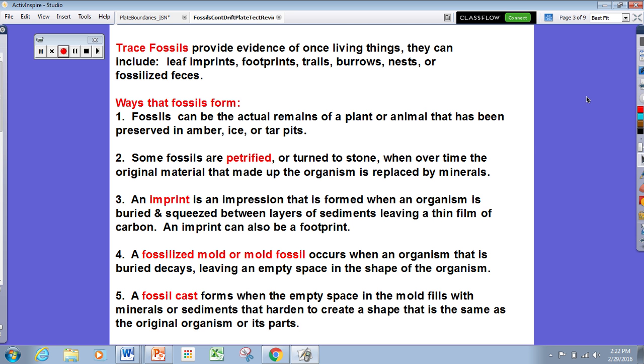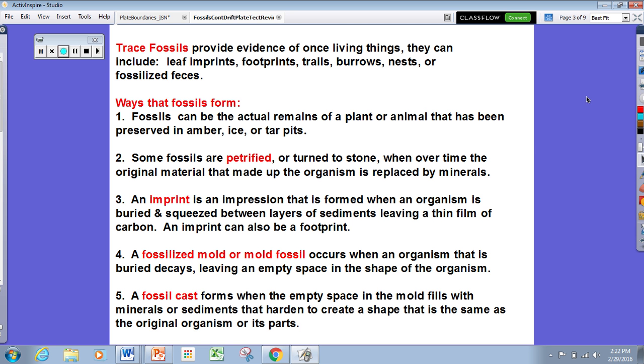There are several different ways that fossils can form. As stated previously, fossils can be the actual remains of a plant or animal that's been preserved in amber, ice, or tar pits. Sometimes a fossil becomes petrified, or turned to stone, when, over time, after the organism has been trapped under the soil, the original material that made up the organism is replaced by minerals from the dirt and rocks that surround it. And that takes long periods of time.